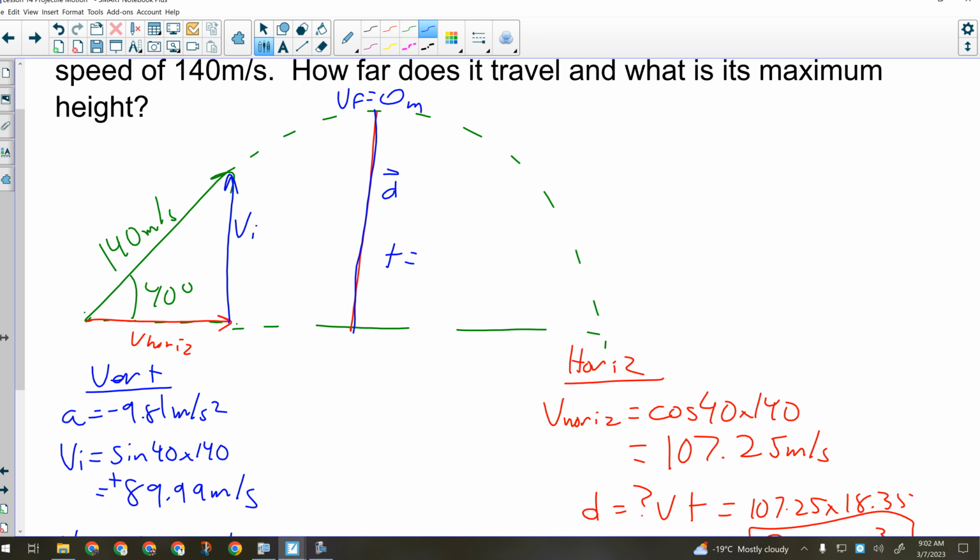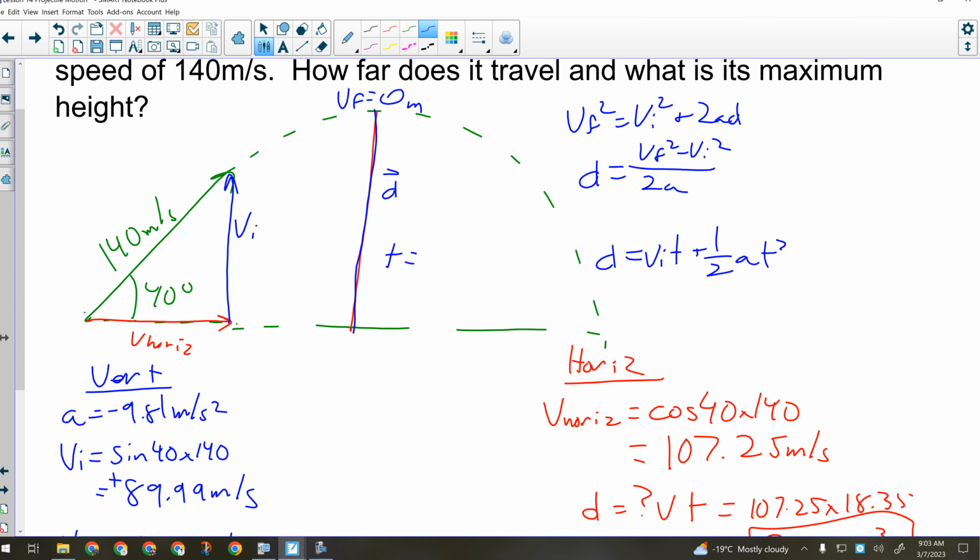So there are one of two ways to calculate that displacement. Use this formula and manipulate for d, so that'll be VF squared minus VI squared over 2a. Or use this formula, remembering that the time needs to be half. Either one of those will get us the right answer.